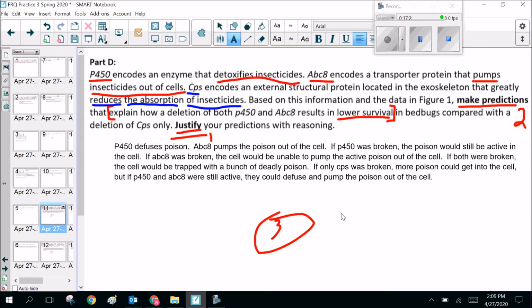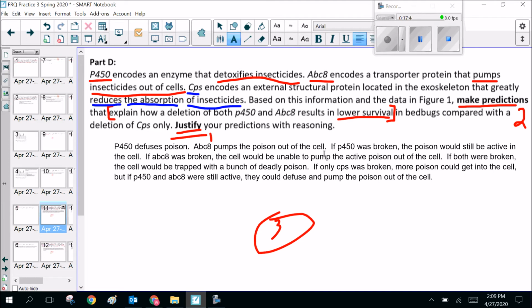All I did, I didn't have any content. I have no idea what these genes are. I don't even have to know what a gene is. All you need to really know is that the gene does something. They help something, or it encodes something, whatever that means. I don't even have to really understand the process. All I need to do was figure out that P450 diffuses stuff, ABC pumps it out.